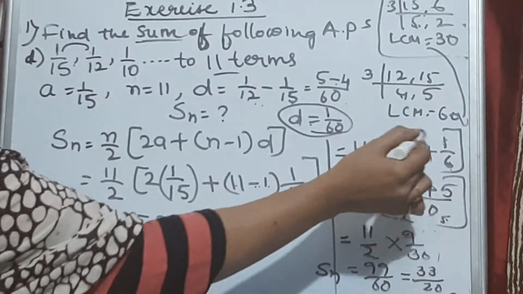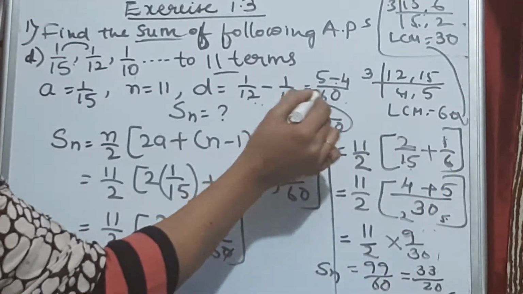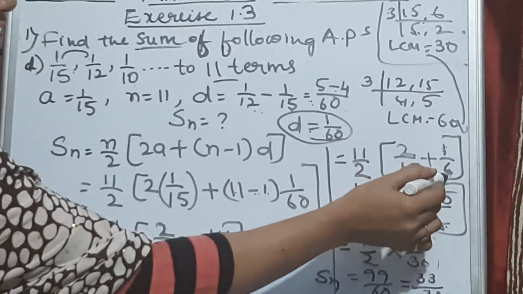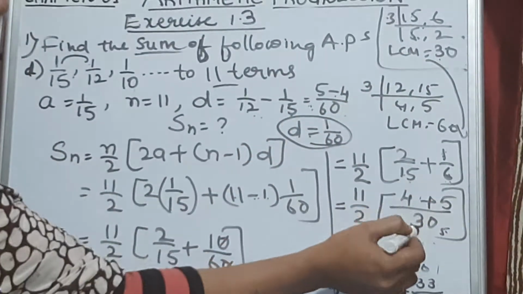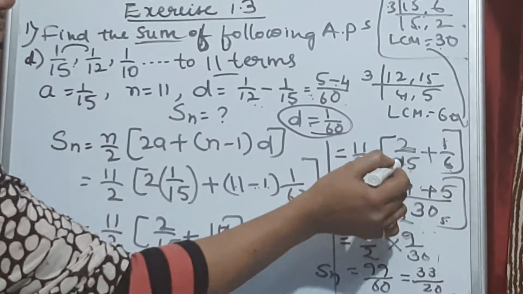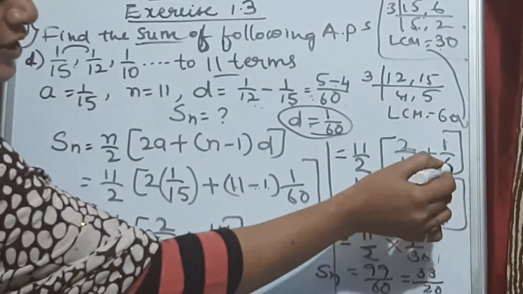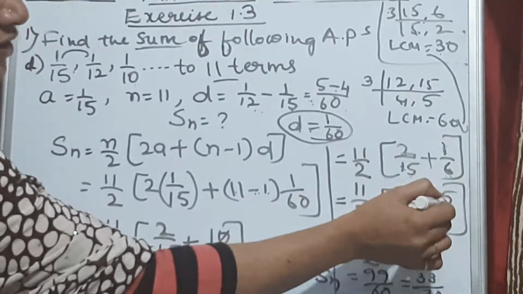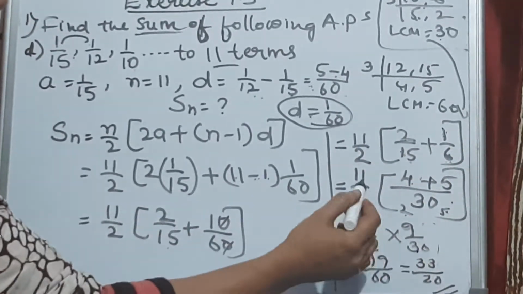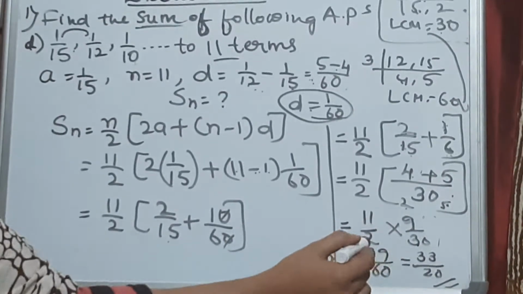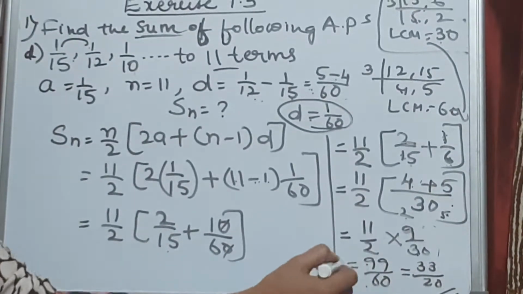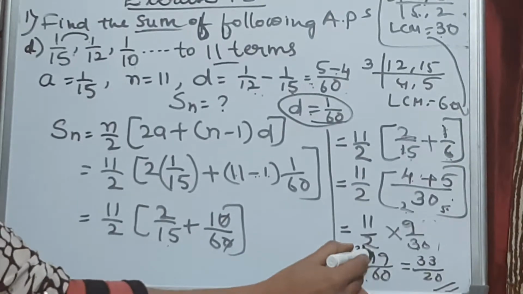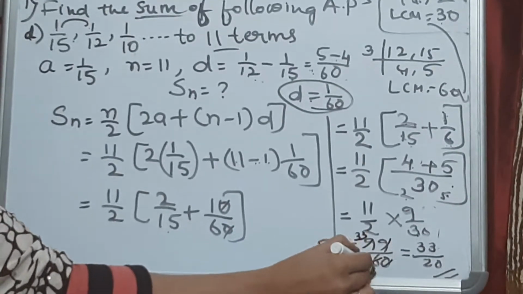Now again this addition by LCM. What we did here, here also addition. 15 and 6 LCM is 30. Now if we take the LCM, 15 2s are 30, 2 2s are 4. 6 5s are 30, 5 1s are 5. Adding, 9 by 30 will come. 11 by 2 as it is. 11 9s are 99, 2 3s are 6. By cutting with the 3 table, 3 3s are 9, 3 2s are 6, and 0.